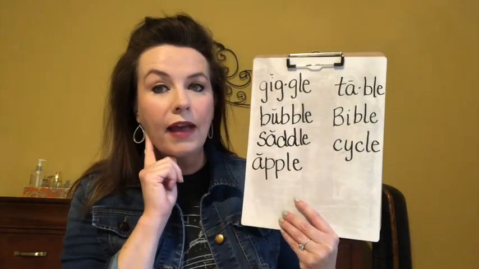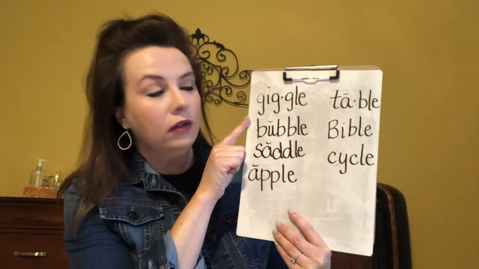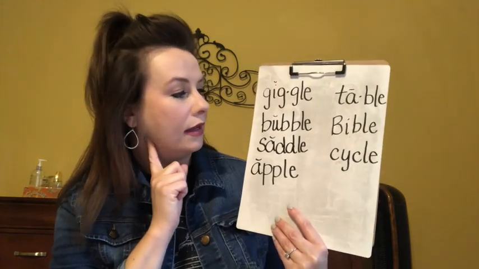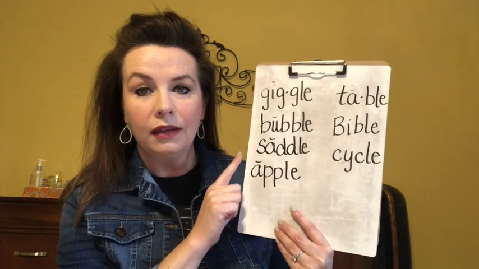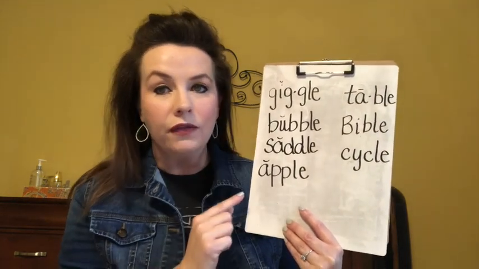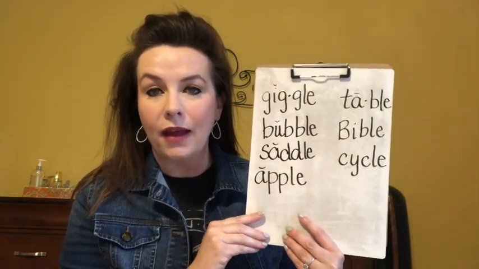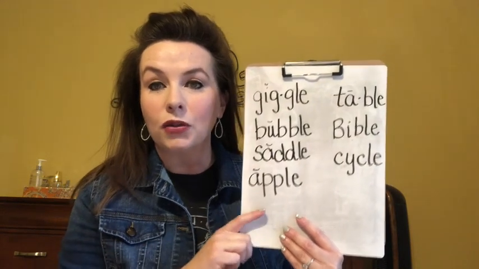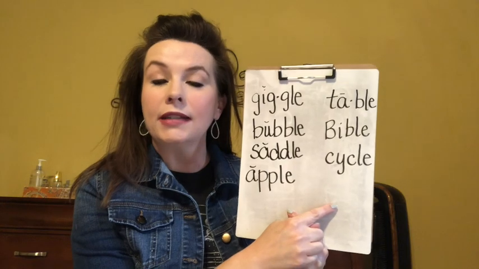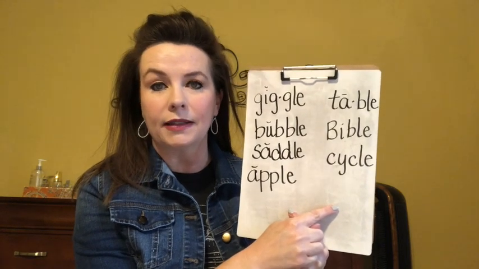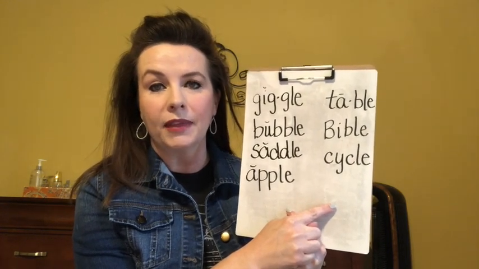Do you hear the short vowels? Giggle, I hear the I sound. Bubble, saddle, apple, all of those words have the short vowel sounds. They would belong to Mr. and Miss Short. Now let's look at the other side. The other side is long vowel sounds. Let's look at these words.